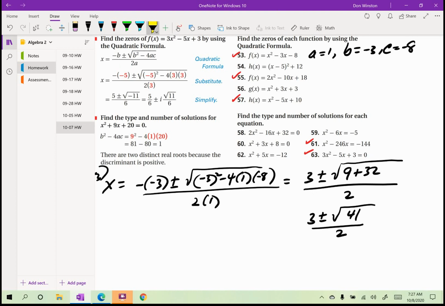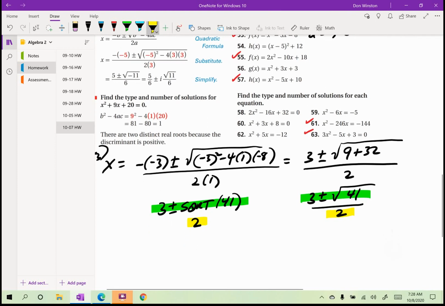Now in Schoology, you would enter both the numerator and the denominator. The way you enter the numerator, it would be 3 plus or minus the square root of 41. That would be the numerator that you would enter. And then the denominator, you would just enter 2. So you'd have 2 answers to do.